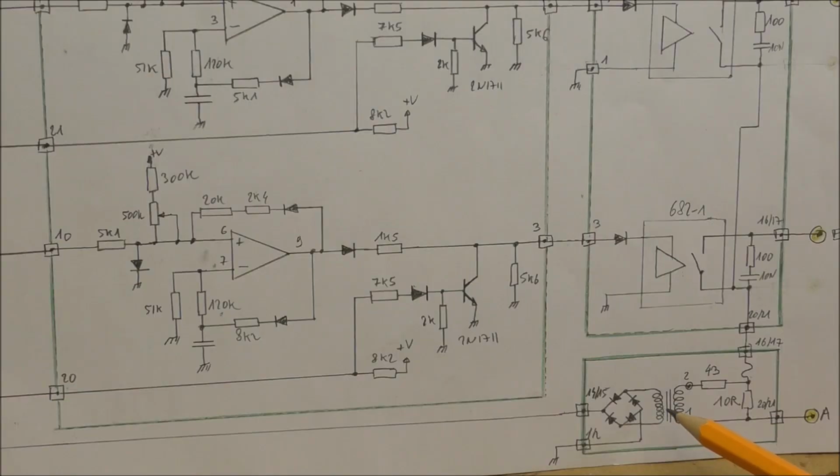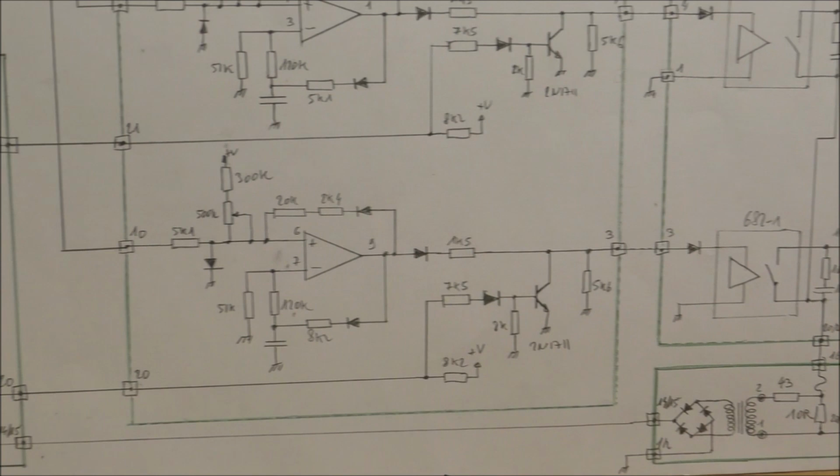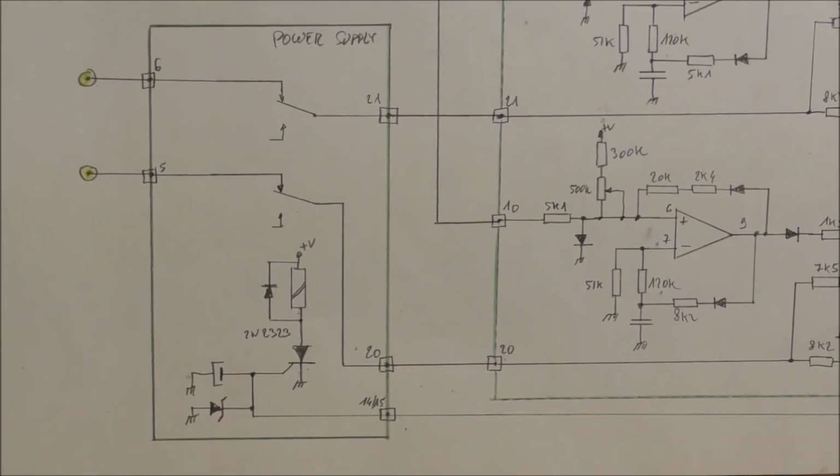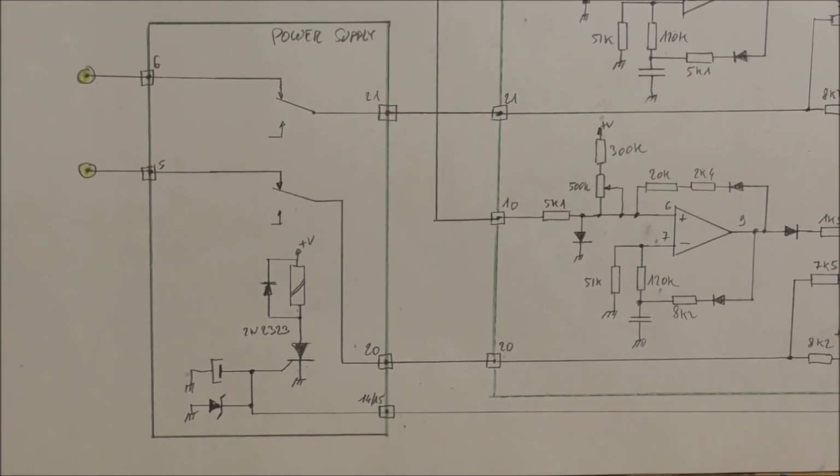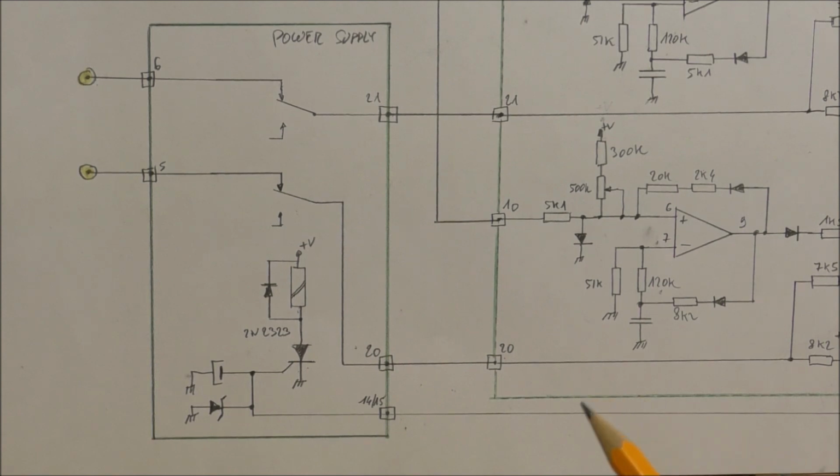On the secondary side of this transformer, we have an AC voltage which is proportional to the current flowing through that line here. The voltage on the secondary side is rectified using these 4 diodes. This voltage is fed to the power supply board. The power supply board schematic is not complete. There is just the circuit which permits the detection of the overcurrent.